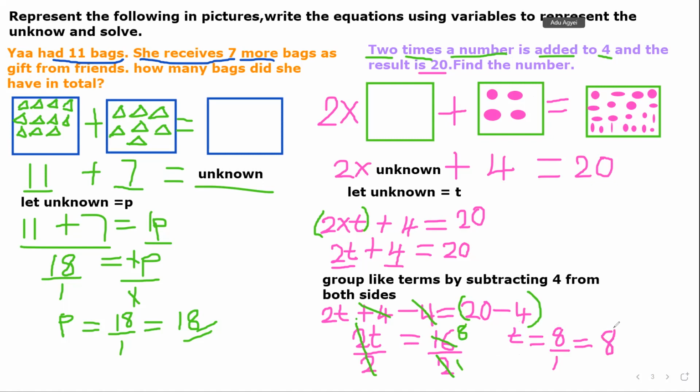Which means that 2 times the unknown plus 4 will give you 20, so 2 times 8 plus 4 will give you 20. When you do the substitution, 2 times 8 gives you 16, plus 4 is equal to 20. Good.